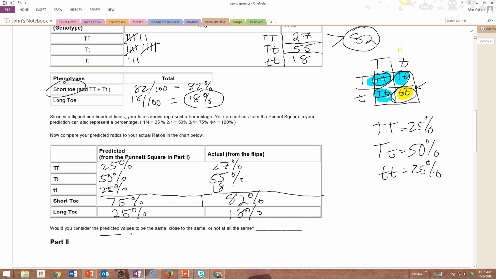So would you consider the predicted values to be the same, close, or not at all, if you looked at this data? I'd say it's probably pretty close. And the more times you flip the coin, the closer it's going to be to that 3-to-1 ratio.